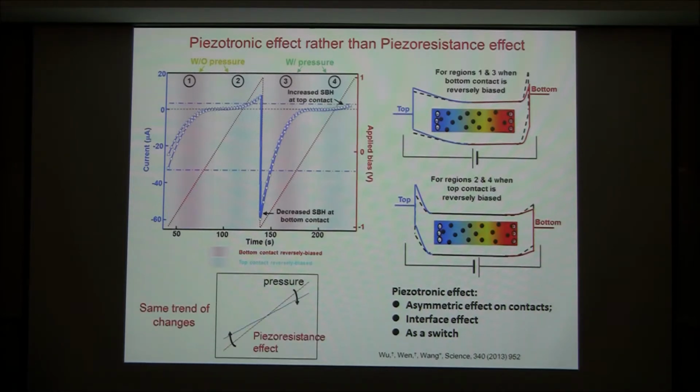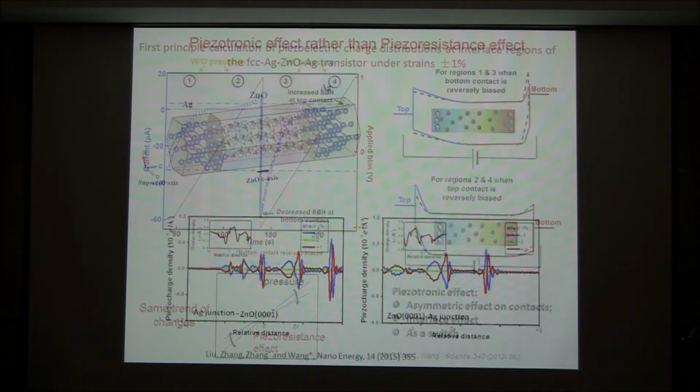Okay? What's the difference from the piezoresistive effect? The piezoresistive effect is such that, regardless of positive bias or reverse bias, if the current drops, it drops both ways. This is called symmetric change. So therefore, it's fundamentally different. It's a new effect, fundamentally different from the piezoresistive effect.